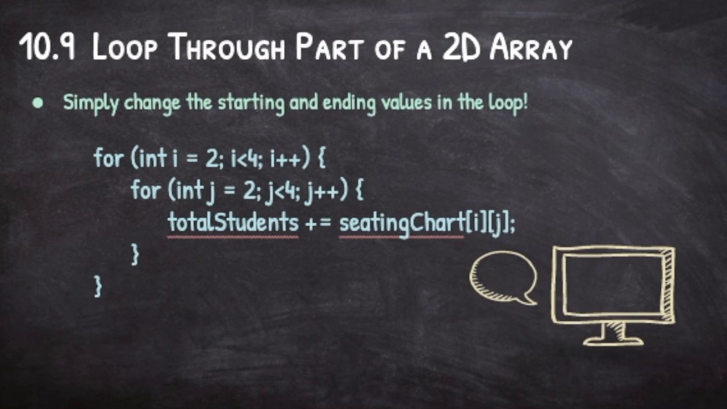Now for 10.9, loop through part of a 2D array. This part is actually really simple because all you have to do is change the starting and ending values inside of the loop. So you would no longer start at index 0, you would start at a value that you would pick. That would be less than the length of the row or the column.